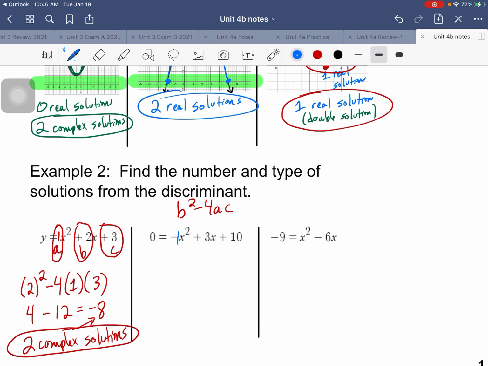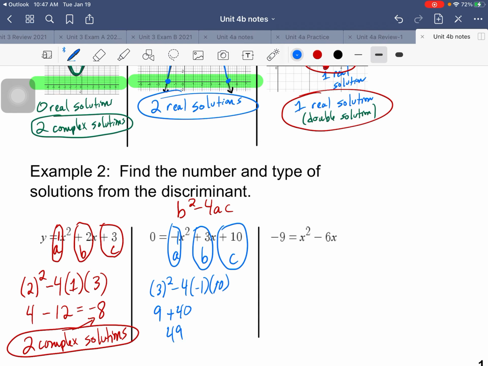So here we have a is, no, that is not a. A is negative 1, b is 3, and c is positive 10. So you have b squared minus 4 times a times c. Almost just wrote ac. We do 3 squared is 9. Negative 4 times negative 1 is positive 4, times 10 is 40. 49. 49 is a positive number. That means there would be two real solutions for this equation. So we know the type.